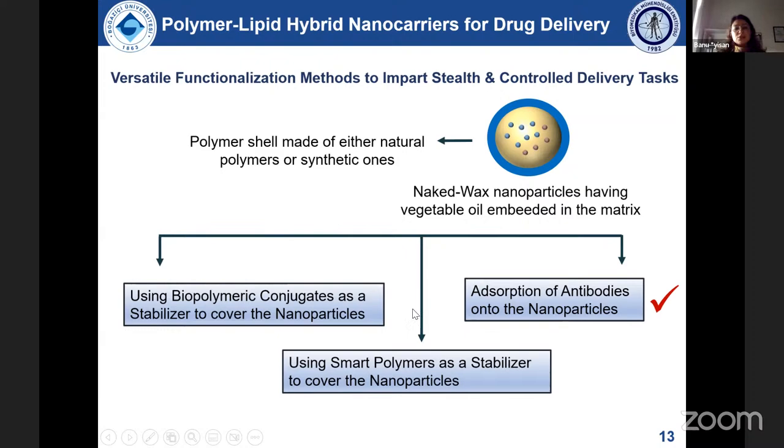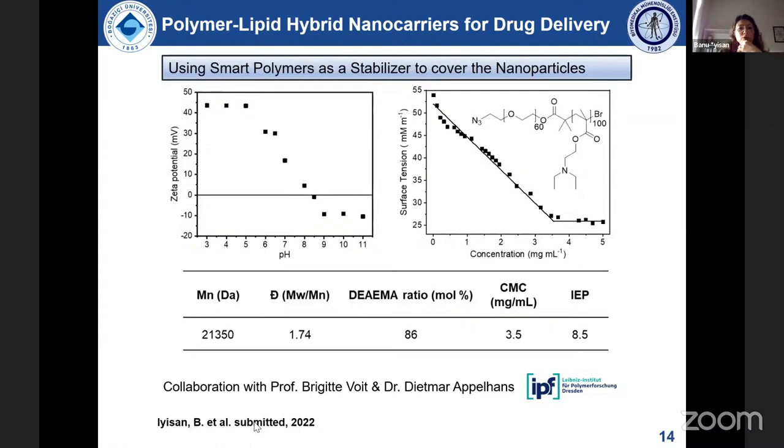I will show you a few results from this ongoing work as well. The part using smart polymers as a stabilizer is done in collaboration with the Leibniz Institute of Polymer Research with some old colleagues. They provided us these polymers, which have reactive groups so that we could perform click chemistry, which is the winner of this year's Nobel Prize, as I assume you all know. We could further functionalize the surface by adding antibodies by click chemistry. They also have pH sensitive units, so if we cover the surface with these polymers, they can release the drug by pH manipulation.